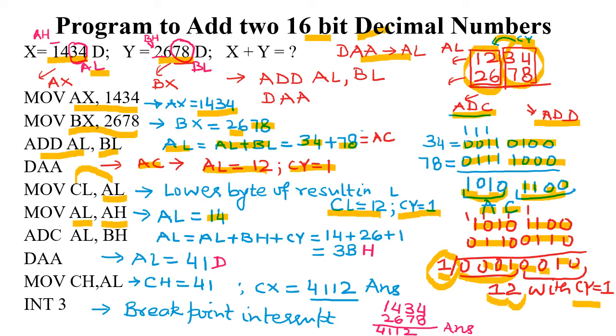Now you have to add the two upper bytes with carry. So the instruction is add with carry AL, BH. The second upper byte is still in our BH. So I am adding add with carry AL, BH. So AL will be equal to AL plus BH plus carry flag. In AL now the value of AH, the upper byte, that is 14, has come. In BH we have 26 and carry flag is 1. You can add 26 plus 1, that is 27.